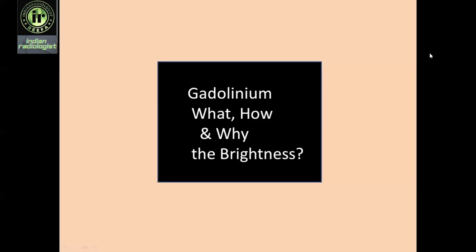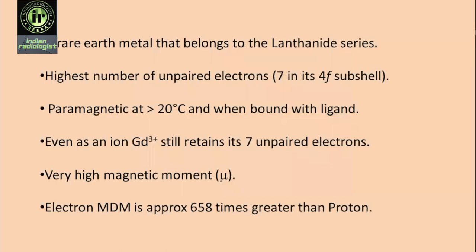And before that, briefly, I will be explaining about the type of ligands to which the gadolinium is attached. And what is gadolinium? Gadolinium is a rare earth metal that belongs to the lanthanide series in the periodic table. So if you see the periodic table, there are so many elements which are arranged in rows and columns. And in that, the lanthanide series is one of those rows in which gadolinium is included.